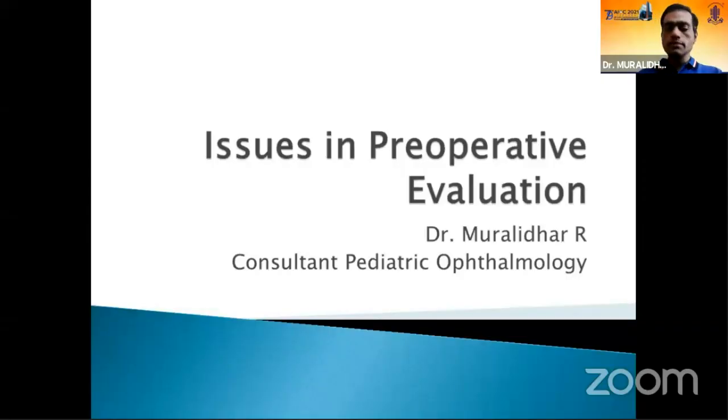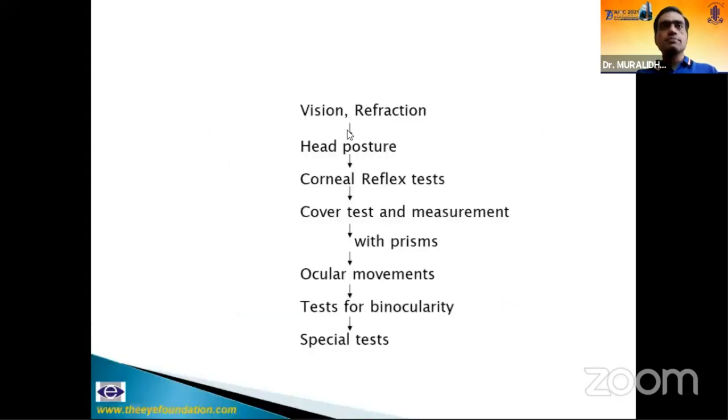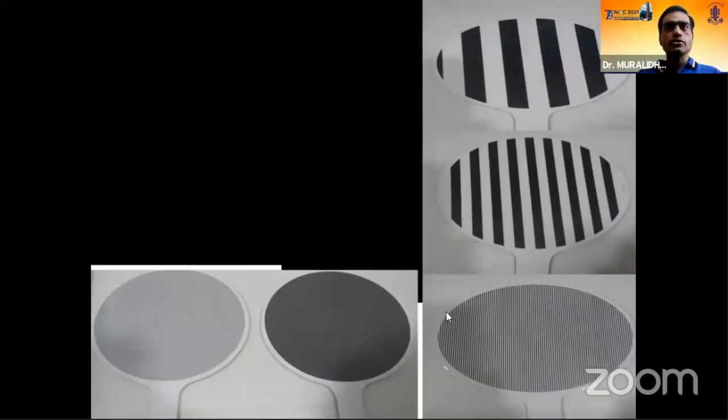So with this, I shall start the first topic, that is issues in preoperative evaluation. Preoperative evaluation bears a very great importance in the overall strabismus management. So this is the flowchart for pediatric evaluation. I would say that vision and refraction occupy a prominent space, and you should not proceed further without recording the vision, refraction, and cycloplegic refraction. So vision in pre-verbal children can be recorded using Lee paddles. These are Lee paddles of varying frequencies.